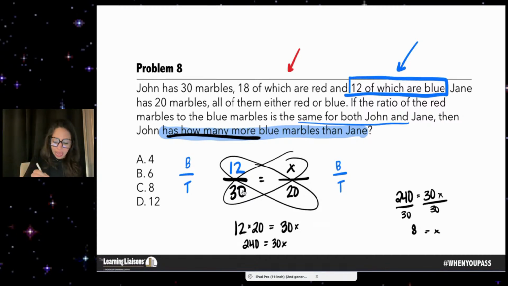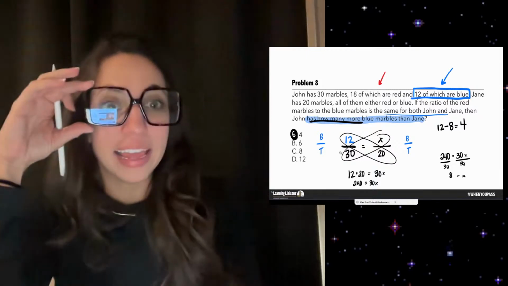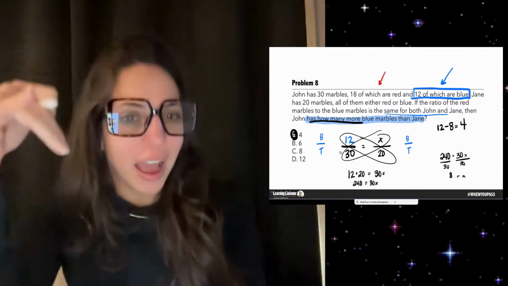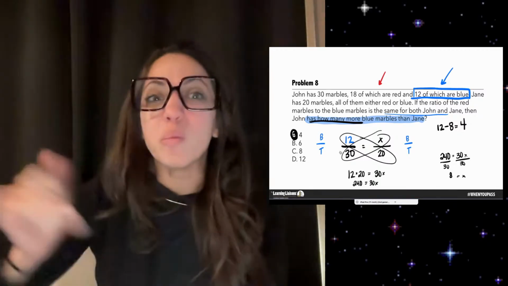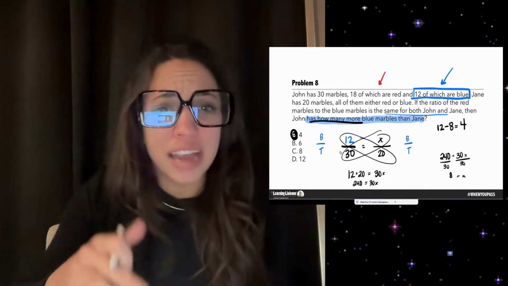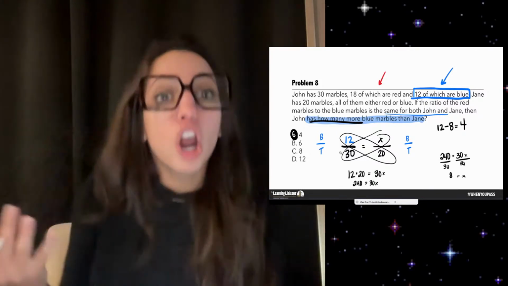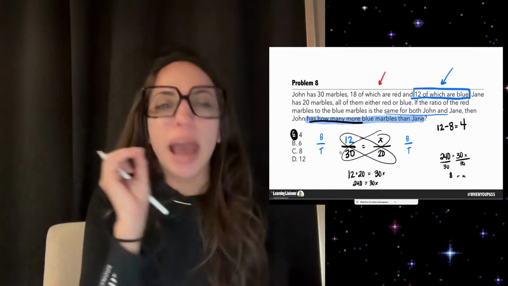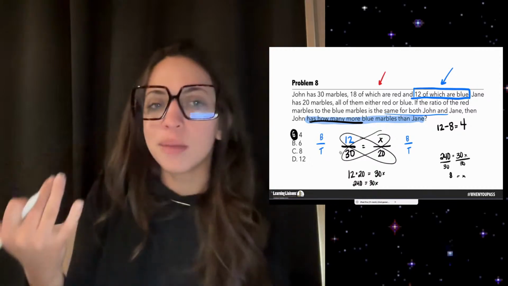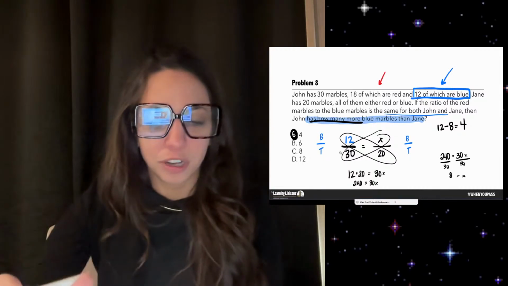The question was, John has how many more blue marbles than Jane? 12 minus 8 equals 4. It's important for us to know what that question is so that we don't make a mistake in how we solve it, especially when we would have gotten the right answer, right? Like you did all of it correct and then you choose 8. That would hurt, right? But if we really read that question, sometimes I like to go back and read the question a second time just to make sure that I'm answering the question in its entirety, right?